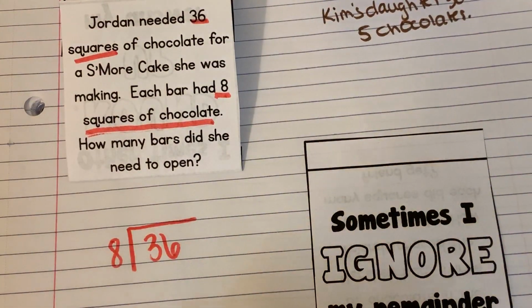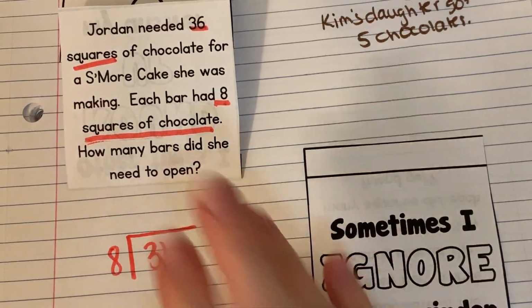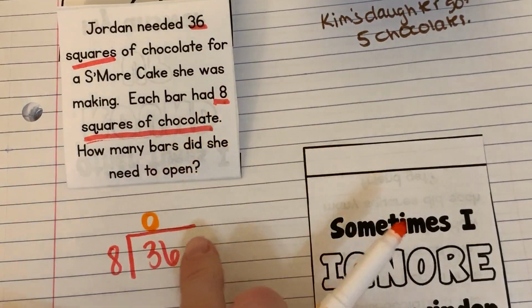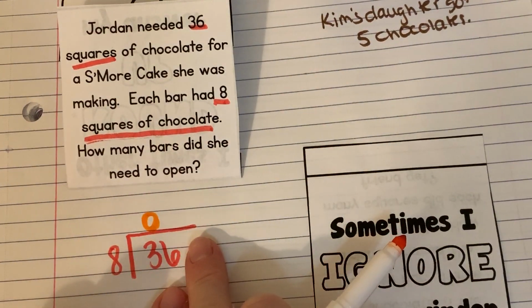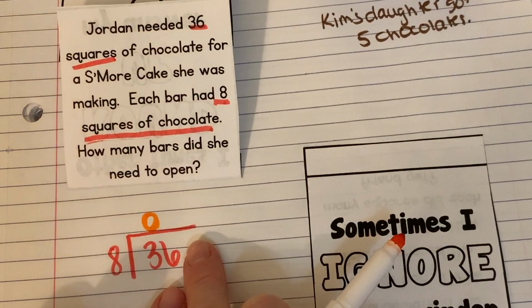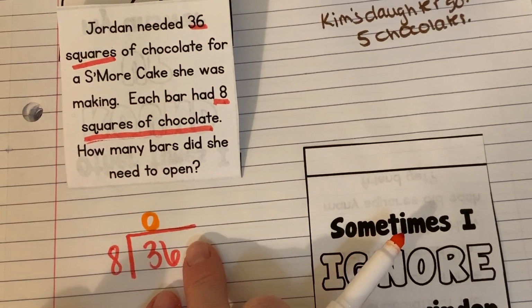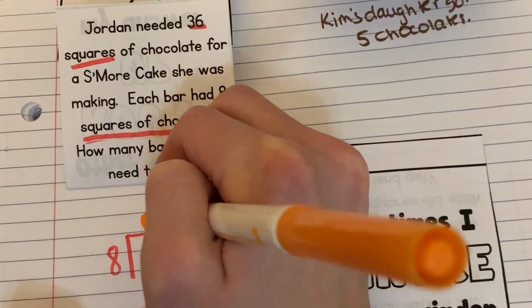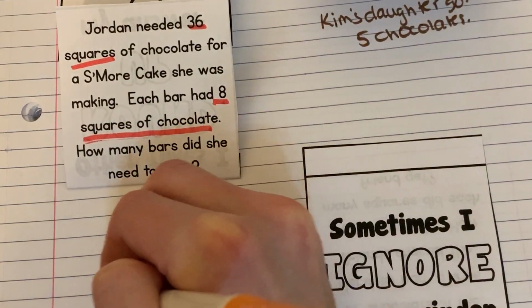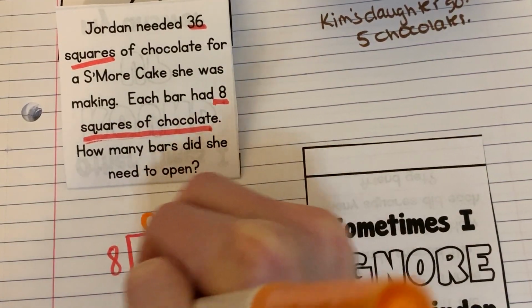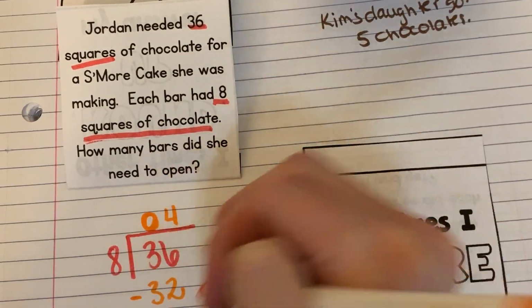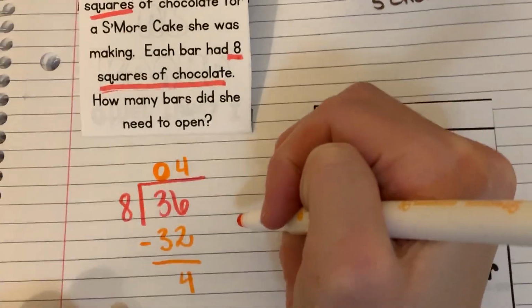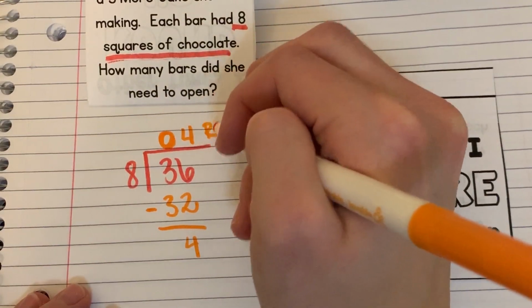All right, so 8 can't go into 3. We're just going to write a 0 and move on to here. 8 times what gives me 36? Okay, well, I know 8 times 4 is 32. 8 times 5 is 40. That's too big. Okay, so we're going to use 8 times 4. And I'm going to subtract 32. And I'm going to get 4. There's nothing else to bring down. So my remainder is 4.